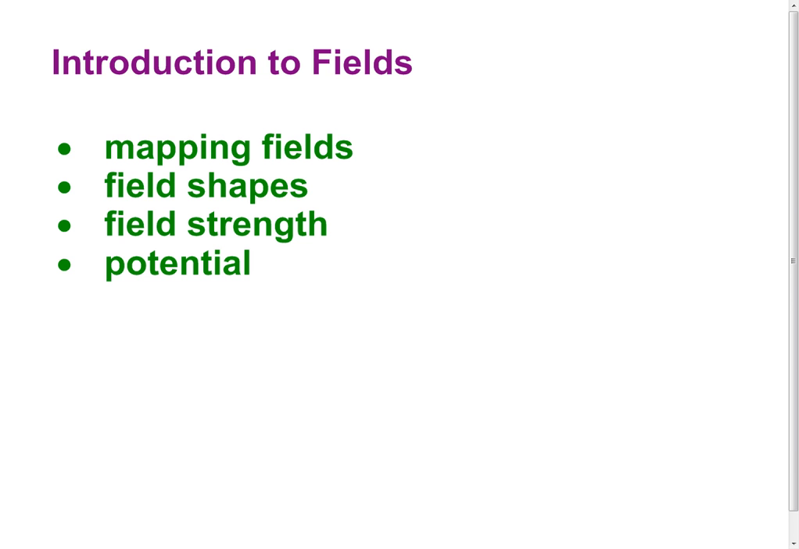Right, so we've come quite a long way. We've mapped fields, we've looked at different shapes of fields, we've introduced the idea of field strength, and now we've briefly covered potential. So we've pretty much done these things on the list, but what we're going to do next is just quickly look at the relationship between the field strength and the potential. So that's what the next video will be about.